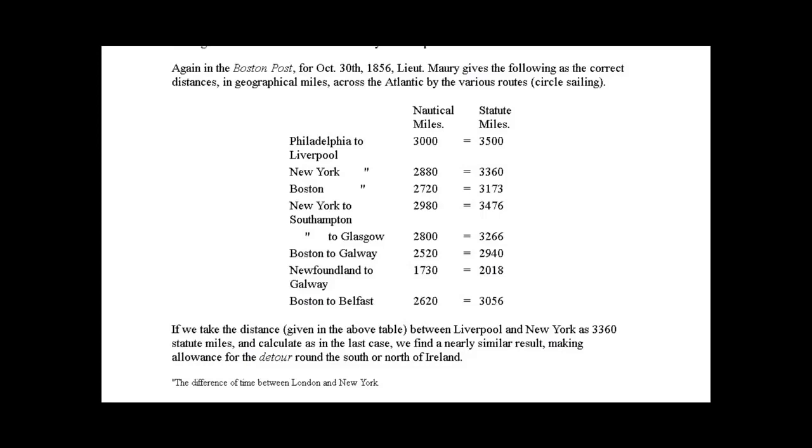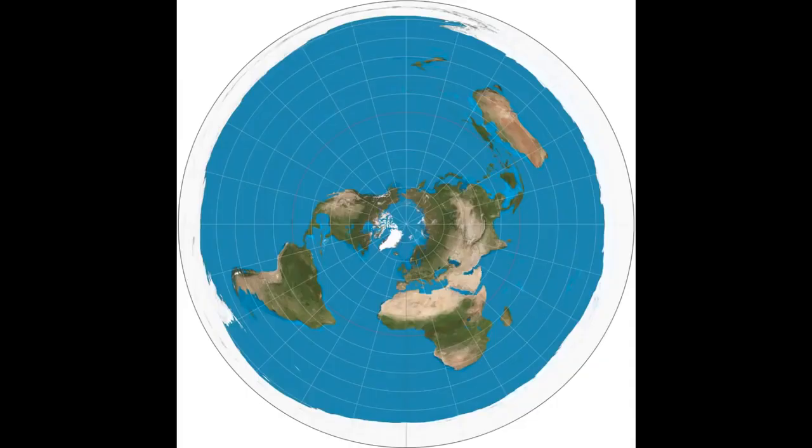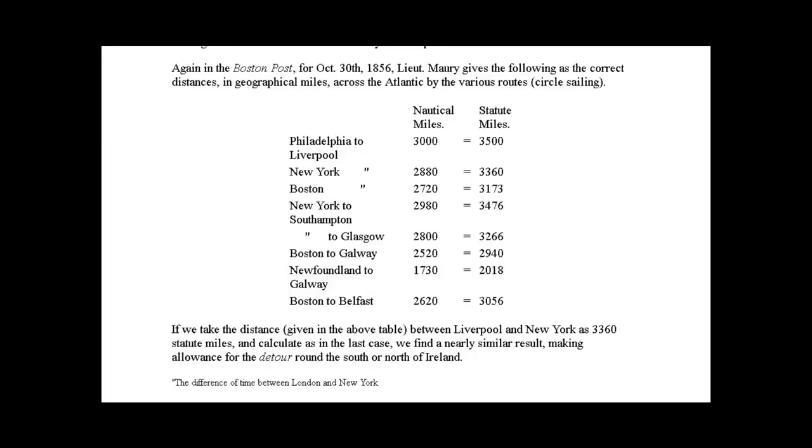2,980 nautical miles, 3,476 statute miles. Southampton to Glasgow, 2,800 nautical miles, 3,266 statute miles. Boston to Galway, 2,520 nautical miles, 2,940 statute miles. Newfoundland to Galway, 1,730 nautical miles, 2,018 statute miles. Boston to Belfast, 2,620 nautical miles, 3,056 statute miles.